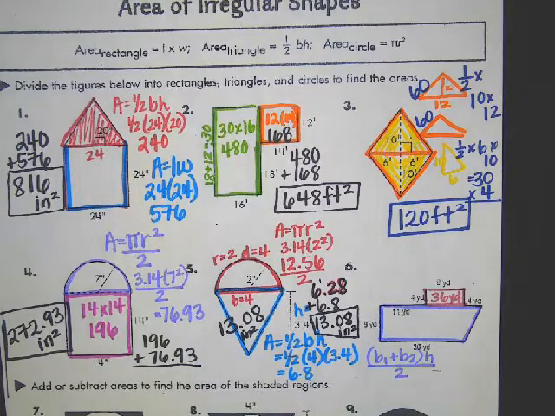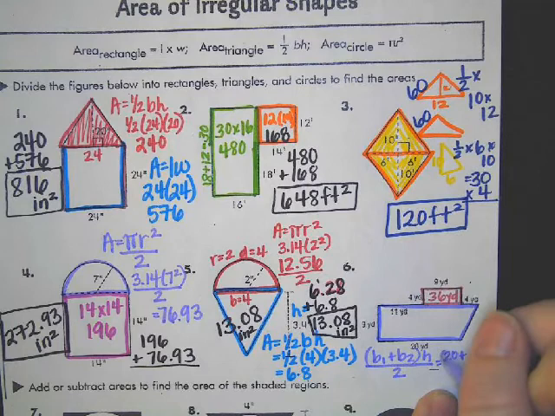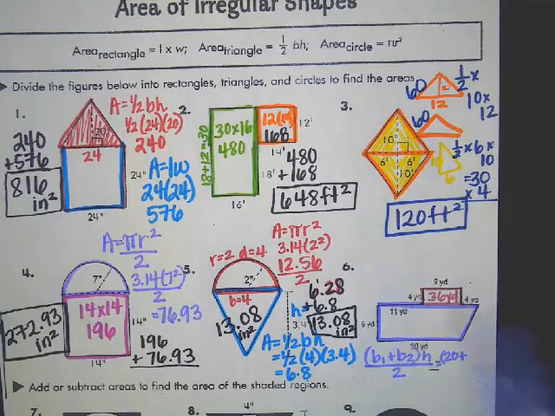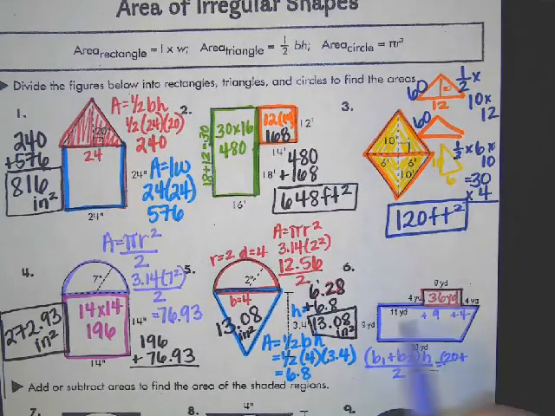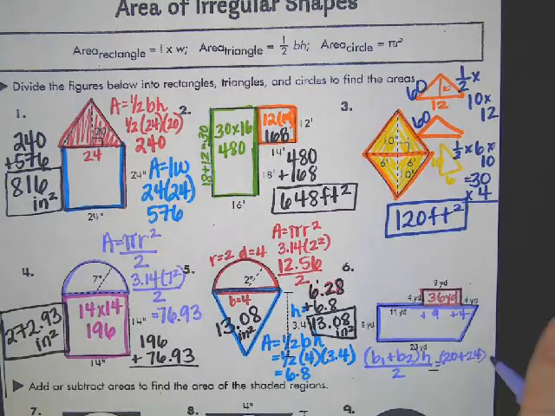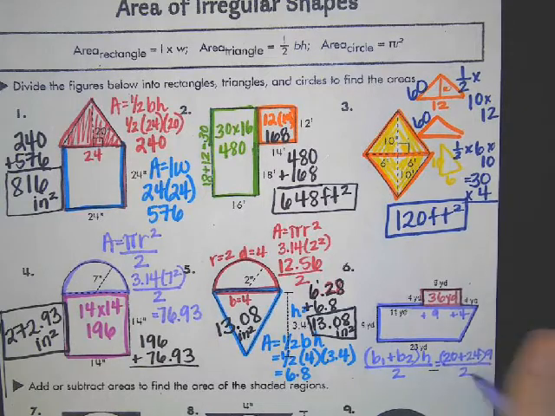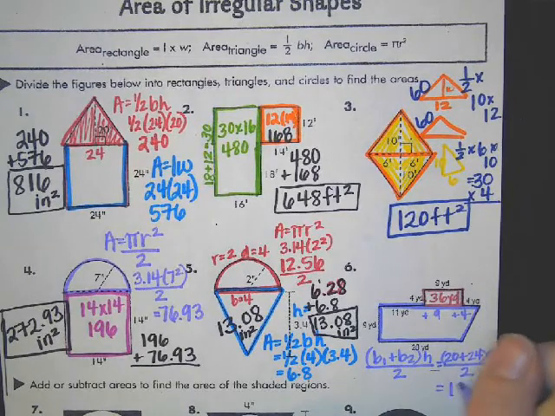Looking at our formula, base 1 plus base 2 times height divided by 2. I notice I have one base of 20 plus, let's add this together. If this part is 11 plus 9 plus 4, 11 plus 9 is 20 plus 4 is 24. Now, the height of this is 9, and I want to make sure I divide by 2. 20 plus 24 is 44. We're now going to take 44 and times it by 9. And then we want to make sure we divide by 2. The answer I get is 198.